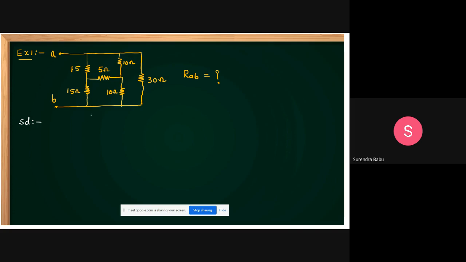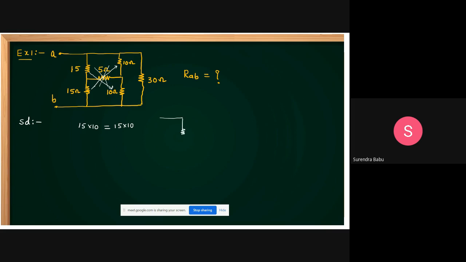Yes, sir. Here you see there is one bridge formation. Product of opposite arms: what is 15 into 10, friends? 150. This also, 15 into 10, is how much? 150. The bridge is balanced. Bridge is balanced means there is no significance of the 5 ohm resistor. When there is no significance of the 5 ohm resistor, how can we draw it, friends? Remove that 5 ohm resistor.